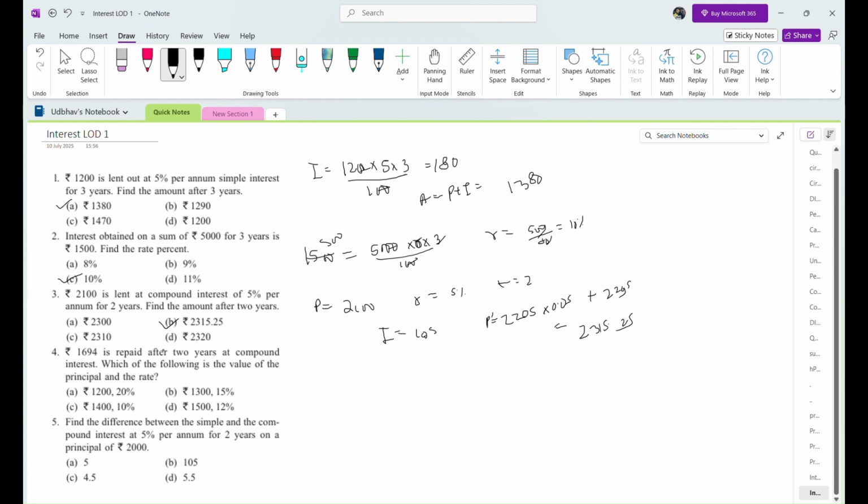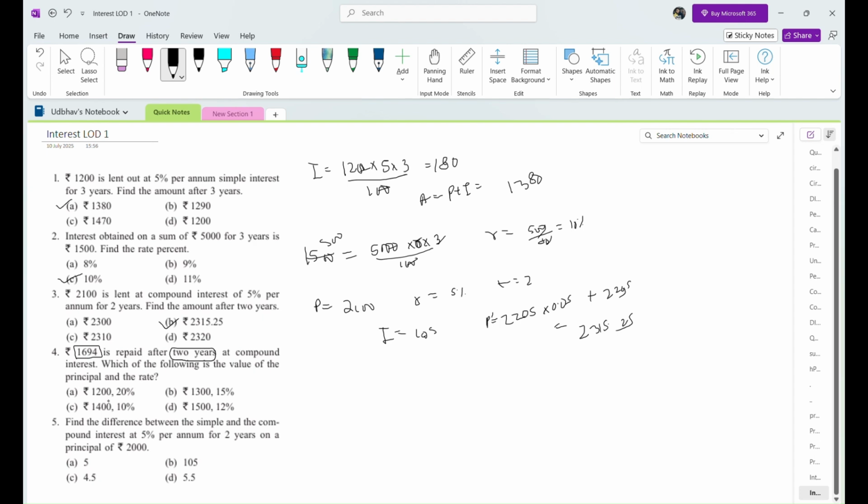1694 is repaid after 2 years at compound interest. Which of the following is the value of the principal and the rate? Okay, 1694 rupees is paid after 2 years at a compound interest. So this is the final amount. We are given the final amount, we are given the time is 2 years at a compound interest, we are given which of the following is the principal and the rate. So we can just check with the options, I guess.